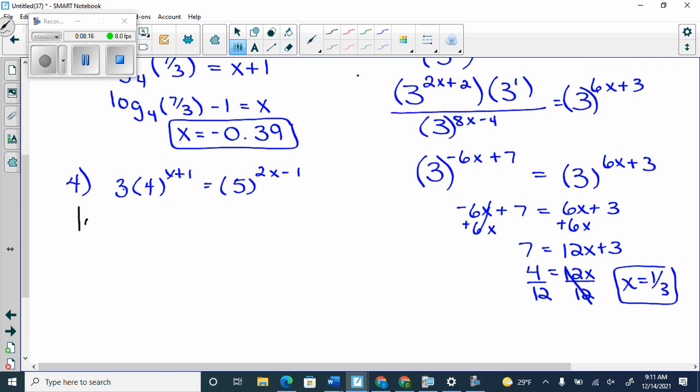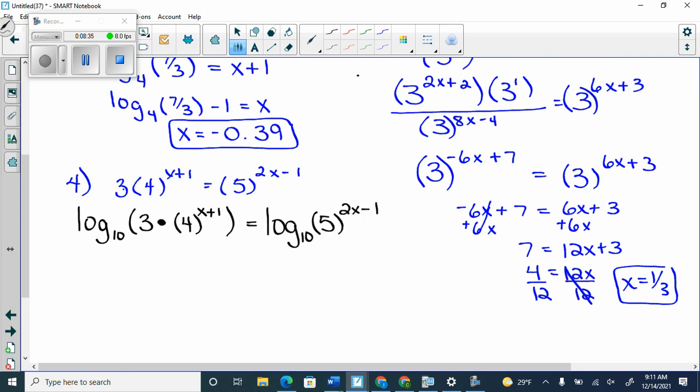I'm going to go log base 10 of 3, and then I aggressively put a large multiplication dot in here to try and remind myself I'm going to have to add them. It's going to separate by an addition sign. Equals log base 10 of 5 to the 2x minus 1.